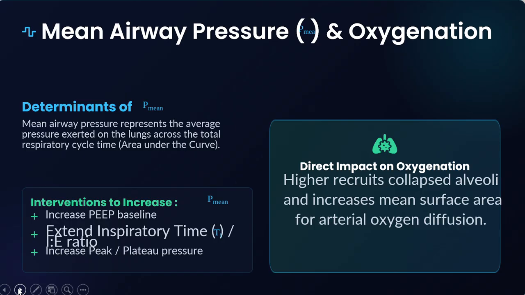Mean airway pressure and oxygenation. Mean airway pressure represents the average pressure exerted on the lungs across the total respiratory cycle time, the area under the curve. Interventions to increase it: you can increase the mean airway pressure by increasing the PEEP, extending inspiratory time (I:E ratio), and increasing the peak and the plateau pressure. It has a direct impact on oxygenation: higher recruitment of collapsed alveoli and increased surface area for arterial oxygen diffusion.